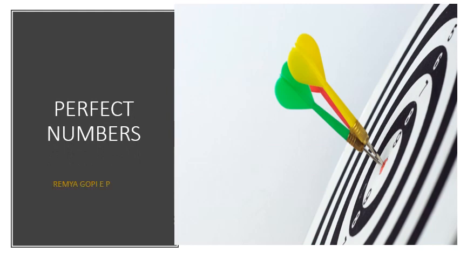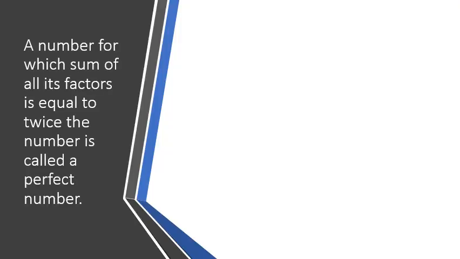Perfect numbers. Today we'll be dealing with perfect numbers, children. Okay, so we'll move on to look at what is written here. A number for which the sum of all its factors is equal to twice the number is called a perfect number. Listen carefully. A number for which the sum of all its factors is equal to twice the number. Twice means 2 times, that is, multiply by 2. Is equal to twice the number is called a perfect number.